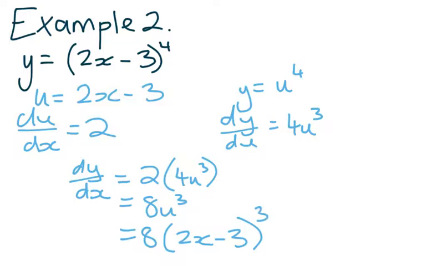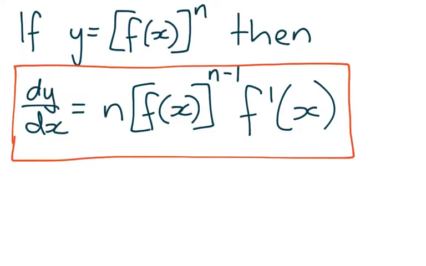Now, there is a more simple way of doing this sort of one, but it can always be worked out using a u function and a y function. The easier way is if we have something where we've got a function all to the power of something else, we can use this rule here. So we've got dy by dx would equal n, so we bring the power down the front, multiply it by the function, drop the power by 1, and then we also have to do the derivative of the inside function, and we multiply that all together.